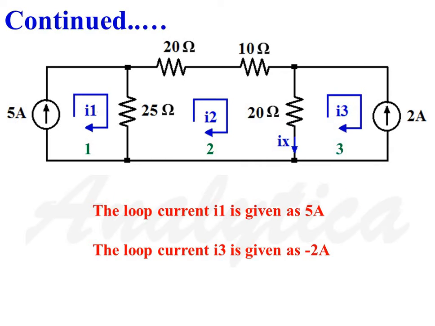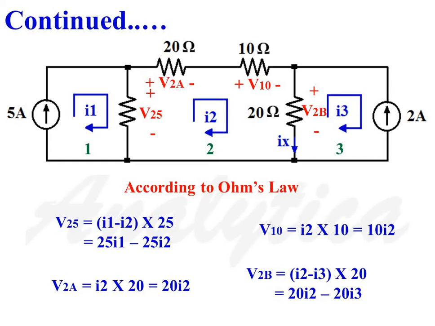The loop current I1 is given as 5 ampere and the loop current I3 is given as minus 2 ampere. According to Ohm's law, voltage drop across the 25 ohm resistance is V25 equal to (I1 minus I2) into 25. So V25 is equal to 25 I1 minus 25 I2.